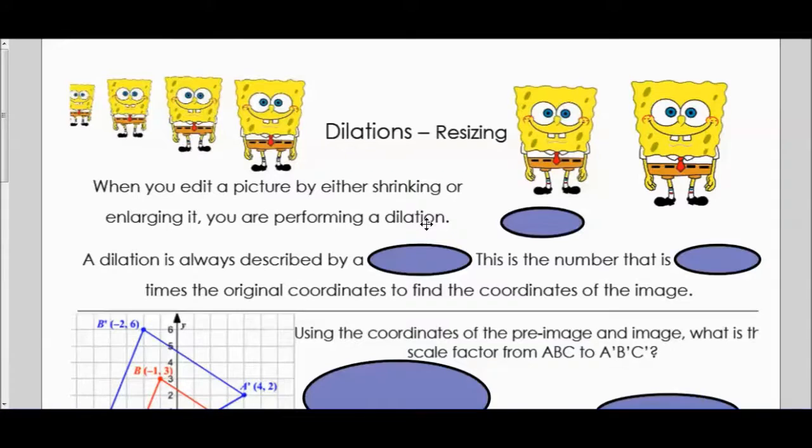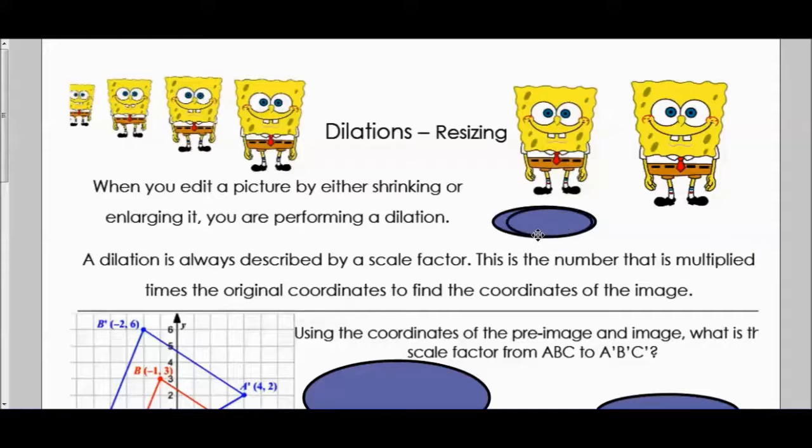It's a dilation. A dilation is always described by a scale factor, and that's the number that's being multiplied by the original coordinates to find the coordinates of the image, the new coordinates. Right, so the scale factor is always being multiplied times the original coordinates, and that tells us the new coordinates. It's really as simple as that. It's going to get bigger or smaller depending on what that number is.